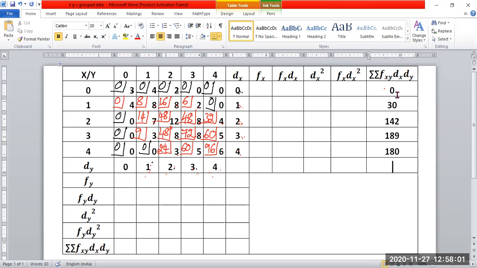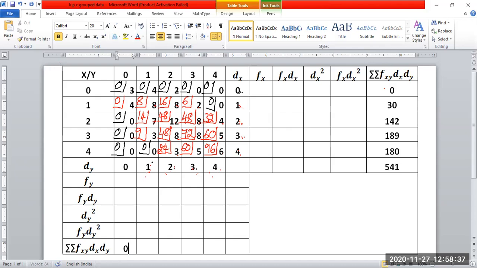Let me do the total. 30 plus 142 plus 189 plus 180. Repeat once again, 30 plus 142 plus 189 plus 180. Yes, 541. Okay, let me do this total.